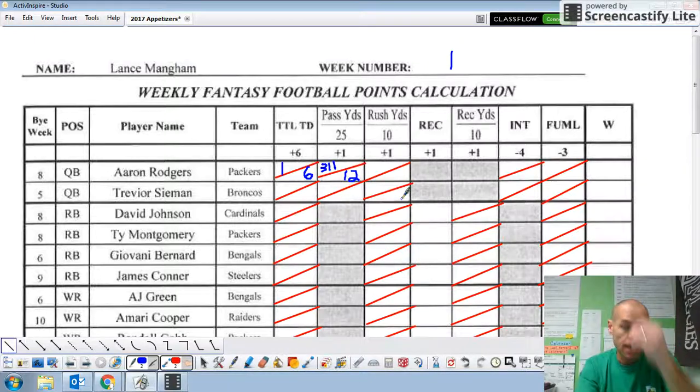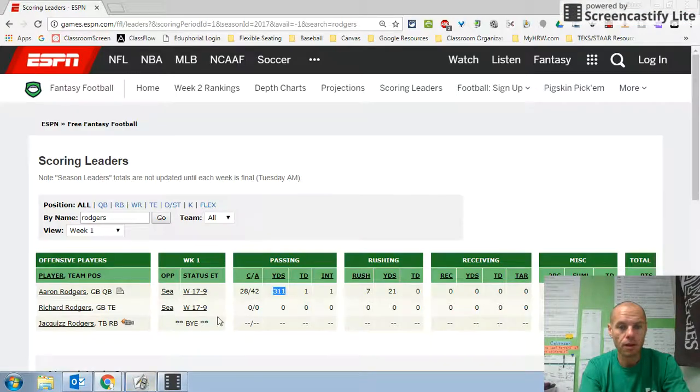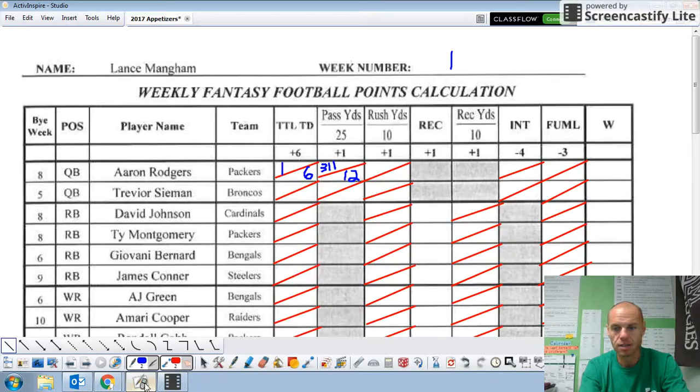Okay. And now I have my rushing yards. I'm going to take my rushing yards and I'm going to divide by 10. So rushing yards, 21. I'm not looking at my rushing attempts, how many times he ran the ball. I'm looking to see how many yards he gained. So that is 21. I divide that by 10, and I get 2.